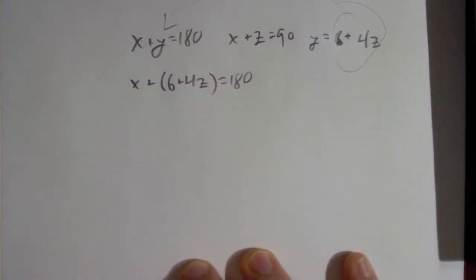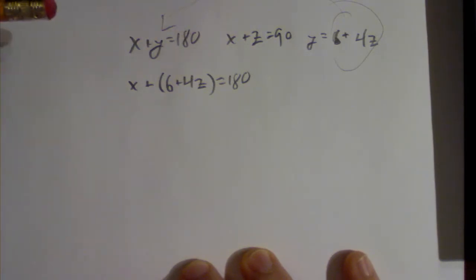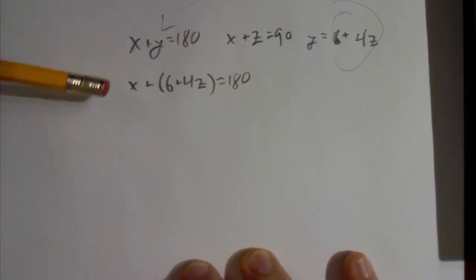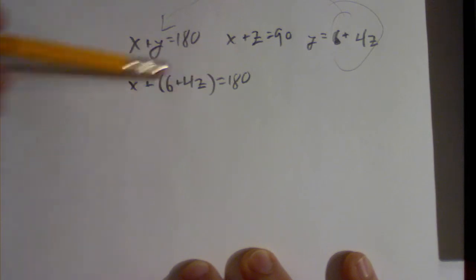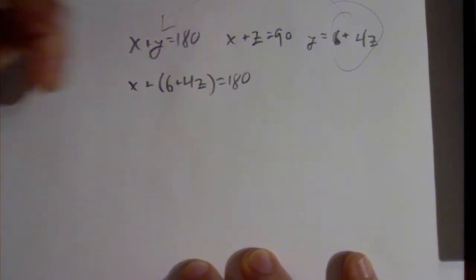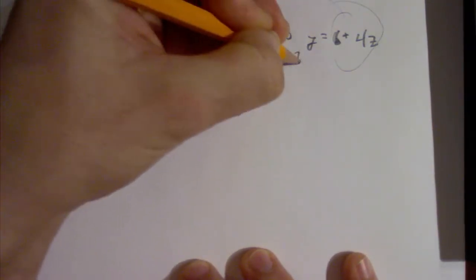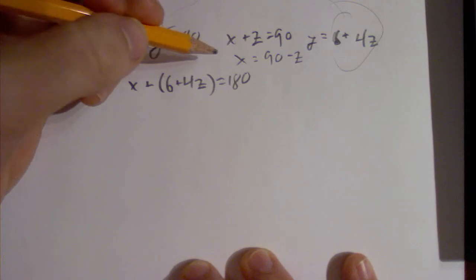Now this isn't the quickest way to do it, but it's a nice, easy way to always deal with multiple equations. All right, I have now this equation and this equation. I still have 2 equations. Let me get the x all by itself in this one. So I now have x = 90 - z.